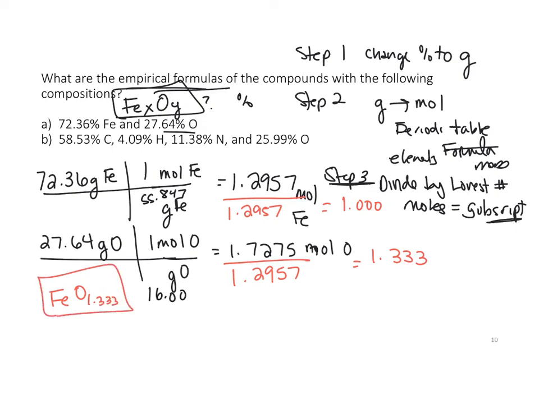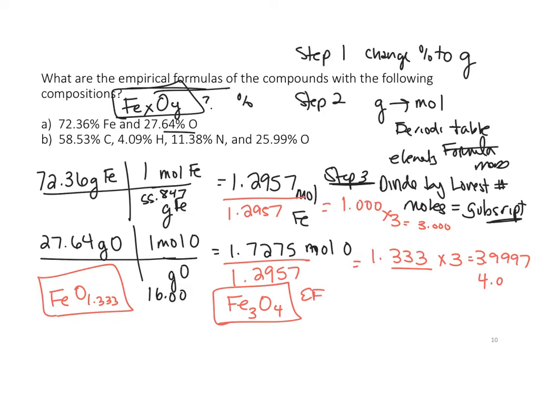And that, we can't have that. So we're going to have to now multiply it by a certain number. And what you do to one, you got to do to the other. Because this is 3, I think I can multiply it by 3 to get a whole number, because I need whole number subscripts. So 1 times 3 is 3, and 1.333 times 3 is 3.9997, which rounds up to 4.0. So now I can say that this is iron 3, and this is oxygen 4, and that is the empirical formula for A.